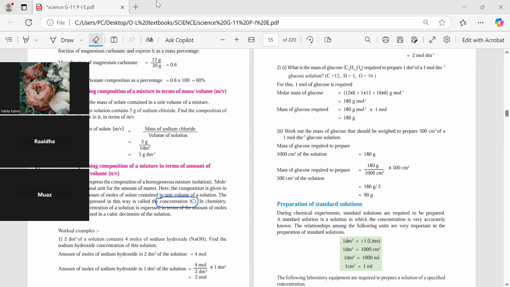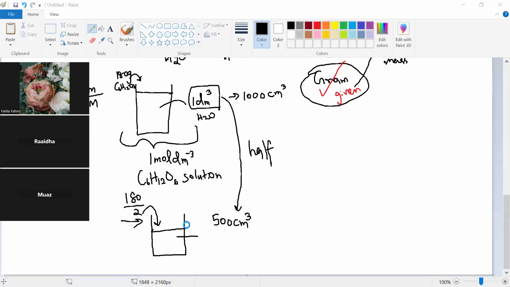All right, I'm back. As I was telling Puta, if you want the same concentration, I divided the 1 cubic decimeter to have 500 cubic centimeter, and I divided the 180 grams also by 2 to get half of it. Now, what is the concentration of this particular solution, Puta?